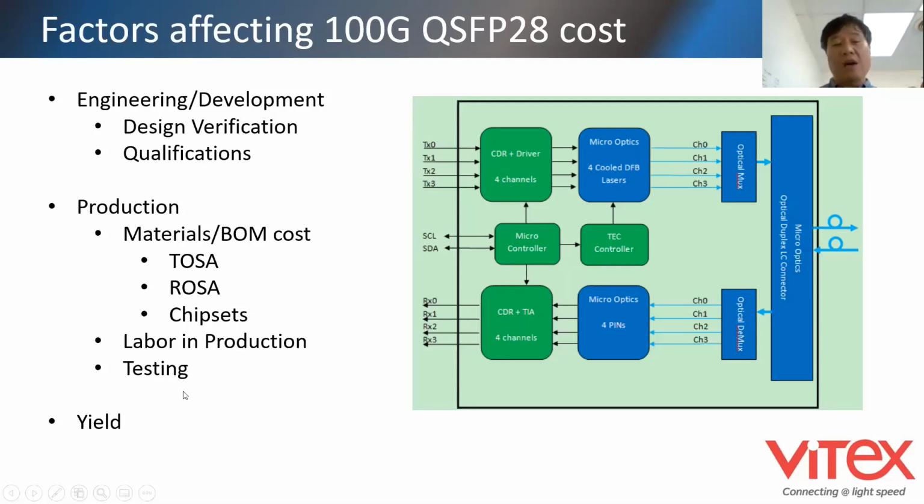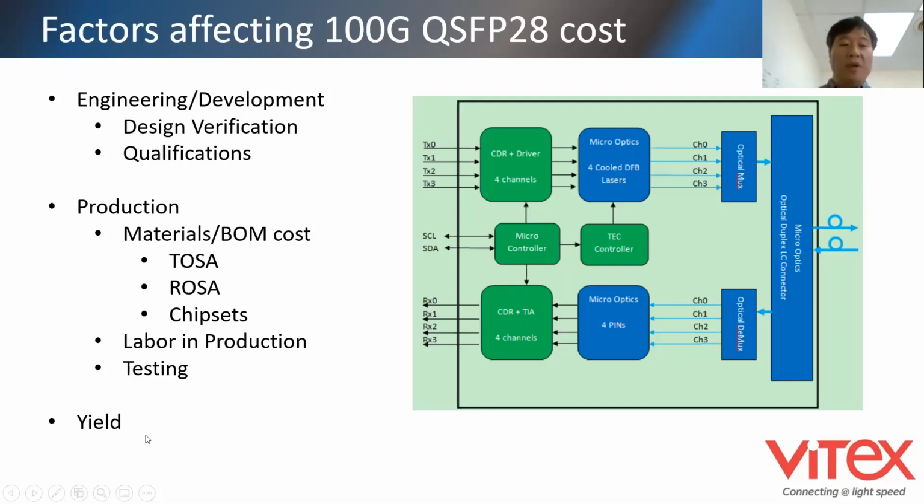And again, at the higher data rate, the testing becomes more important, and test equipment gets more expensive, right? So you want to test these properly, making sure that all the signal integrity is there, optical power is there. So testing equipment, testing time, all of that obviously becomes a major costing factor.